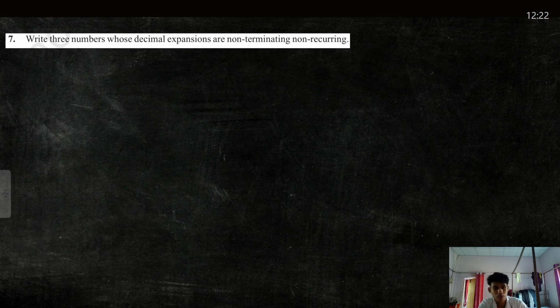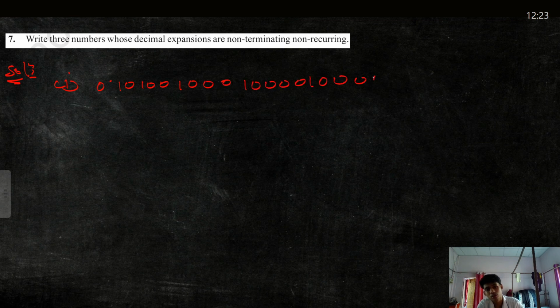Now let us move forward to the next question. Write 3 numbers whose decimal expansions are non-terminating and non-recurring. Okay, now let's come to the solution. Number 1 we can write as 0.10, then 100, 1000, 10000, and it would continue to go on.